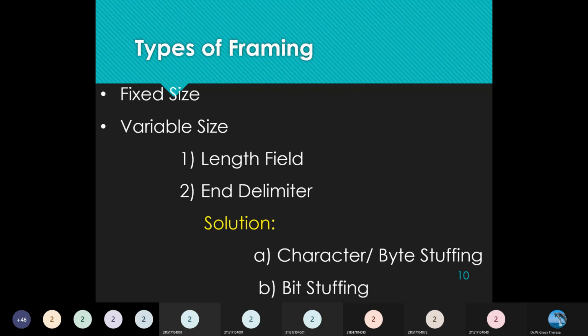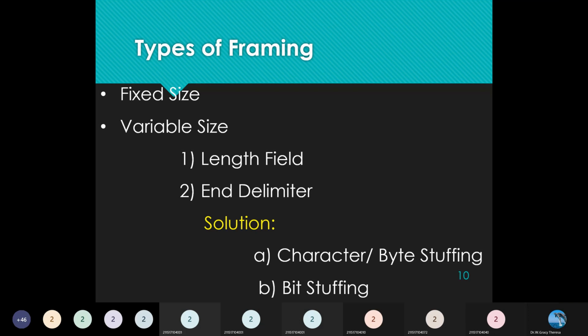Whereas in the case of variable framing, there is a need to define the end of the frame as well as the beginning of the frame, because variable size means the frame can be of any size. There is a varied size of frames. To indicate this, there should be a flag at the starting position of the frame, and a flag at the ending position of the frame. We indicate this is the starting of the frame and this is the ending of the frame. So that is the variable size.